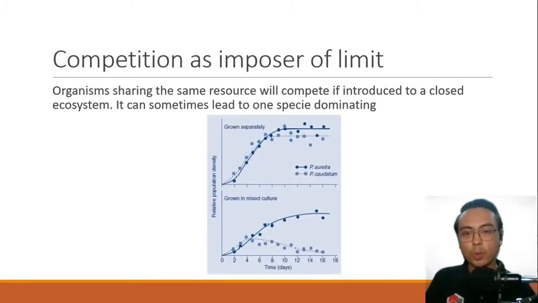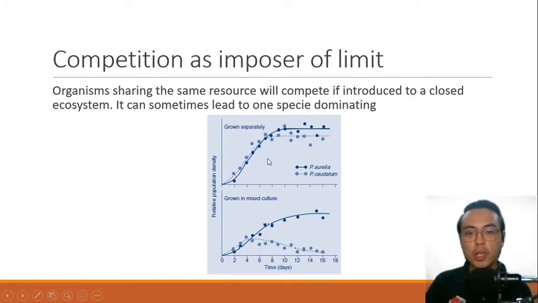Okay, going back to ecosystems, the logistic curve that I have shown you earlier, which is a model of the population growth of a species, is anchored on a big assumption that there's no competition between other species. However, that is not true for all species. In real ecosystems, there is competition between species, and competition imposes a limit. Organisms sharing the same resource will compete if introduced to a closed ecosystem, and it can sometimes lead to one species dominating.